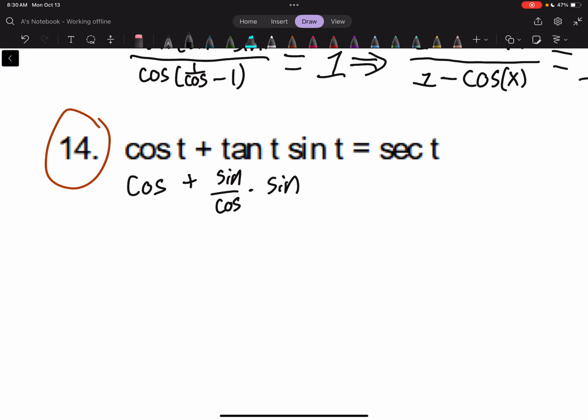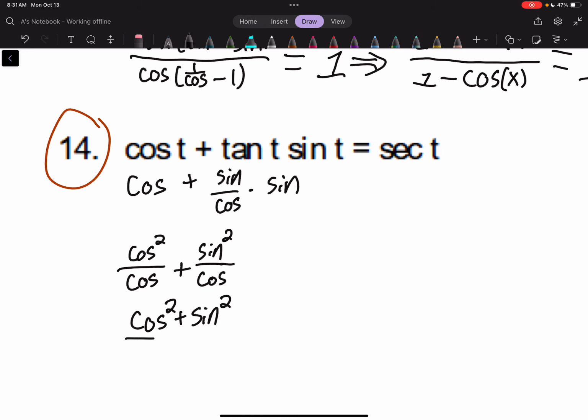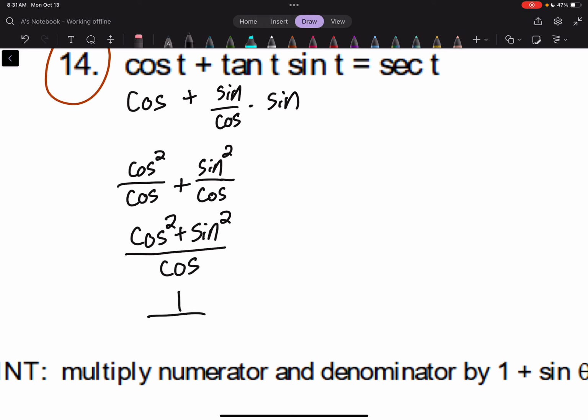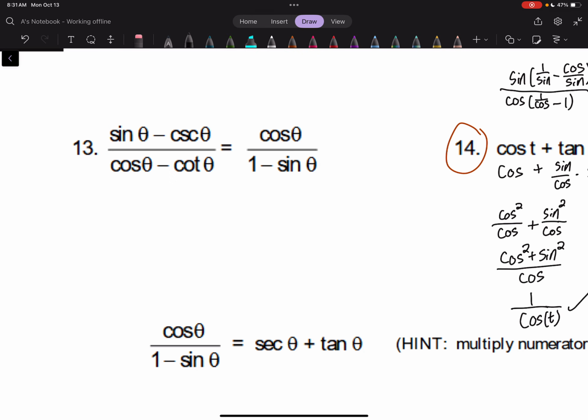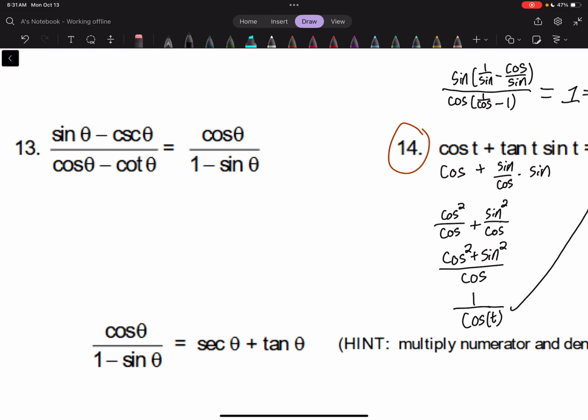Now to combine like terms, I'm going to make cosine squared over cosine on the left plus sine squared over cosine. This is cosine squared plus sine squared over cosine, which is 1 over cosine of t, which is the definition of secant of t. Finished. Go ahead and try 13 in the last one.